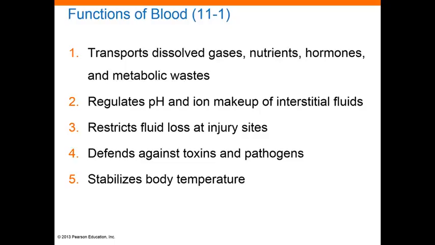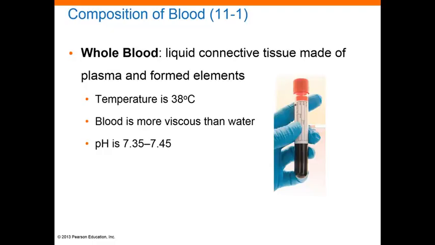Whole blood is composed of formed elements, like cells, suspended in a fluid matrix called plasma. In general, blood is a little above body temperature at 38 degrees Celsius. And blood is thicker than water, about 5 times more viscous. Remember, viscosity refers to thickness or stickiness, and this is caused by plasma proteins or formed elements. Also, the pH of blood is slightly alkaline in a range of 7.35 to 7.45.